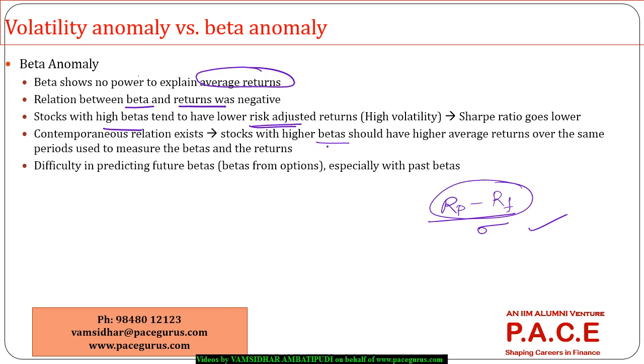Typically the stocks which have high beta should have higher average returns, but what is typically observed from the historical data is the other side. But again, there is a lot of difficulty in predicting future betas, especially for non-linear derivative securities, based on the past beta. But the anomalies are very important for us to understand, because sometimes we are of the notion that the higher the risk that we are taking, the higher the expected return.